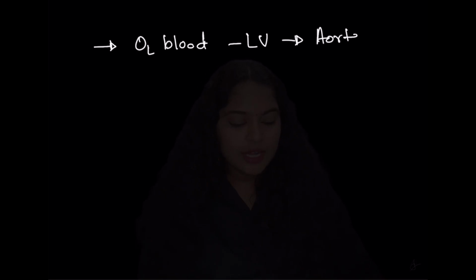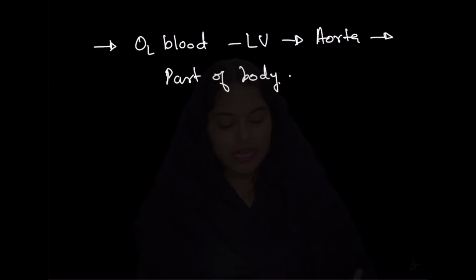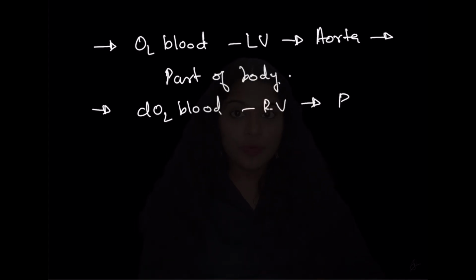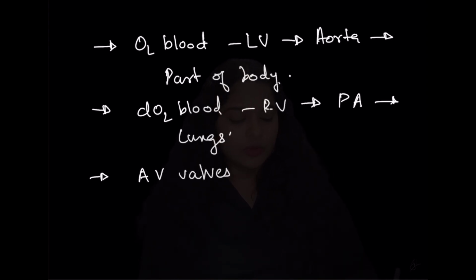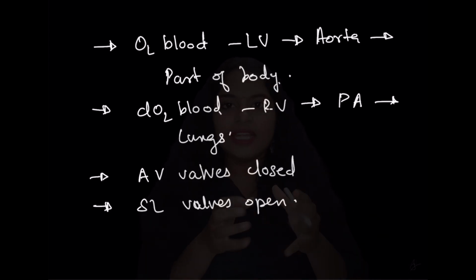So what happens during ventricular systole? The oxygenated blood from the left ventricle is pumped out through the aorta to different parts of the body. Then the deoxygenated blood in the right ventricle will move through the pulmonary artery to the lungs for oxygenation. Here both AV valves are closed and the semilunar valves are open. So these are the events that take place during ventricular systole.